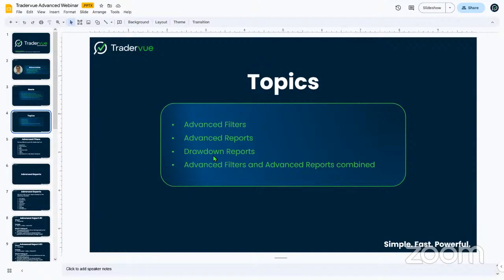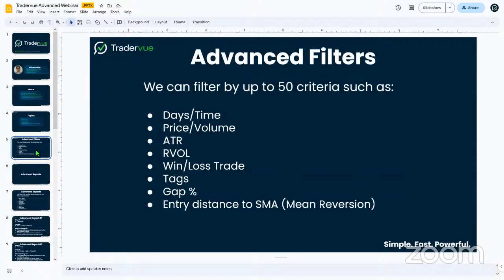If for some reason I use all the time explaining this, you can always reach out to our team at support@tradervue.com. This is something that I'll repeat at the end, and I'll provide you with the email just in case. And so, yeah, moving forward to advanced filters.